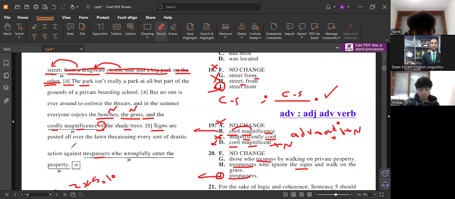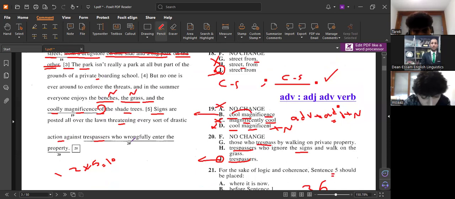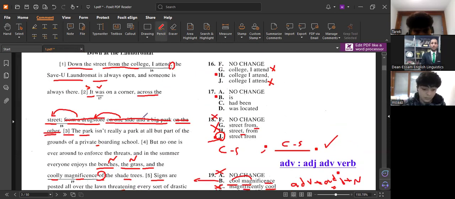These signs are posted over where the lawn, threatening drastic actions to whoever wrongfully enters the property. This means it's not a park at all, but the grounds of a private boarding school. So this could be logical. Let's check sentence 1. It talks about something else.